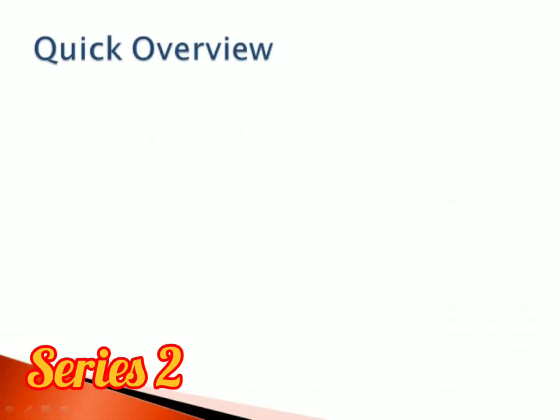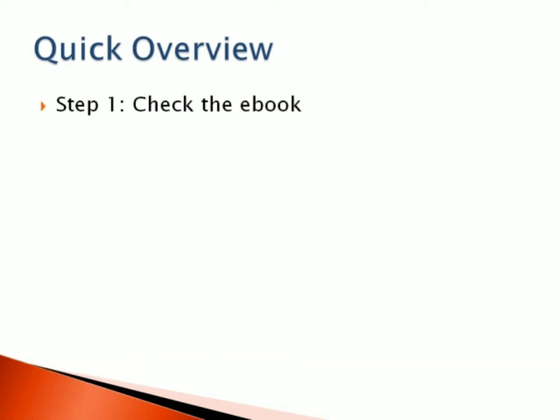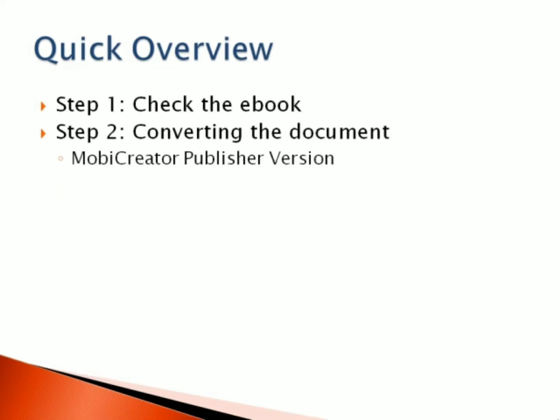Before we actually dive into the first two steps, I want to talk about a quick overview. So step 1, we're going to check the ebook to make sure everything is okay. Step 2, we're going to convert the Word document to HTML. And what we're going to be doing is using a free software tool called Mobi Creator Publisher version. It's free. You don't have to invest any money. And then, of course, step 3 is we're going to be formatting the book one step further. So with that said, let's go ahead and get started.